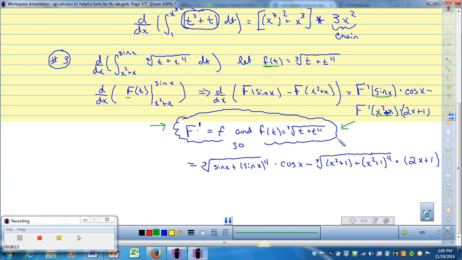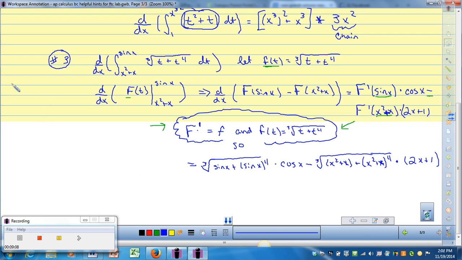So to write our final answer, we need f of sine x, which would be the cube root of sine x plus sine x to the fourth, times the derivative of the inside, which is cosine x, minus capital F prime, which is f of x squared plus x. So we get the cube root of x squared plus x, plus x squared plus x to the fourth. And then times the derivative of the inside, which is 2x plus 1.